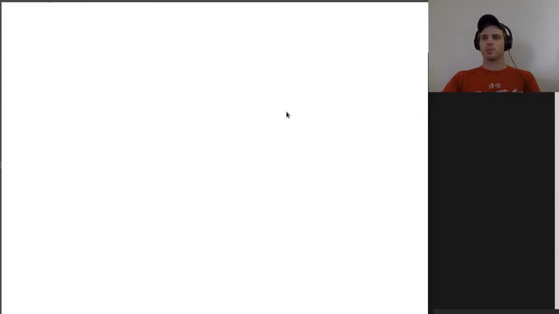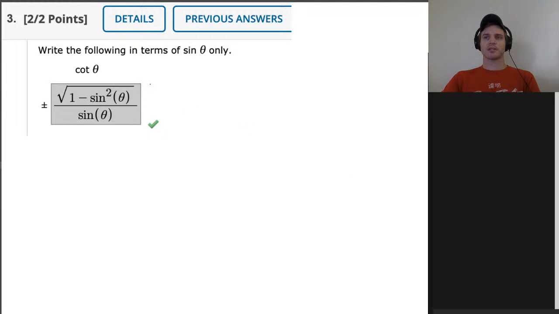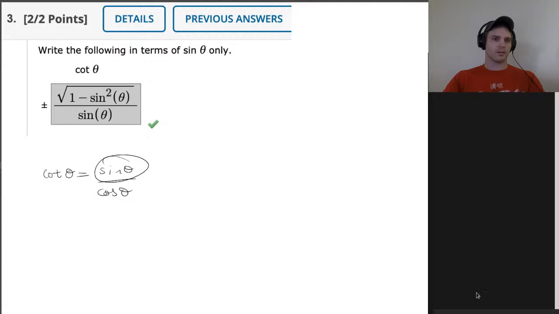And how are you supposed to know to do that? See enough of these and you just know. So here's another example. If you saw something like this and the directions say write the following in terms of sine only, you only want sine of theta in this expression, and numbers. So if you see this cotangent and you know that, you're like, oh, I've seen a similar problem on the last one. So you start off.